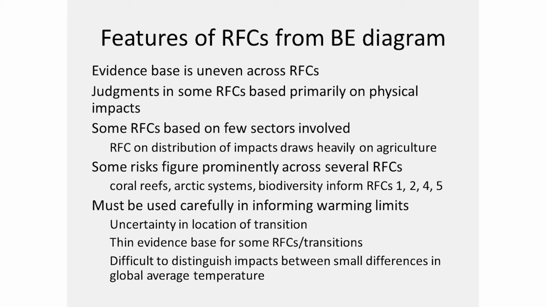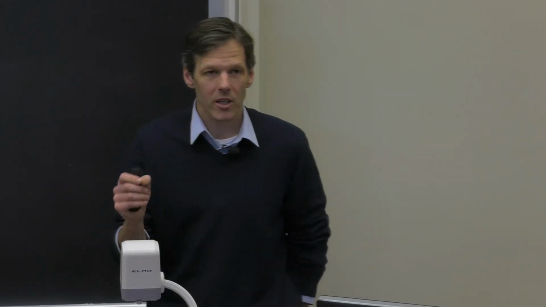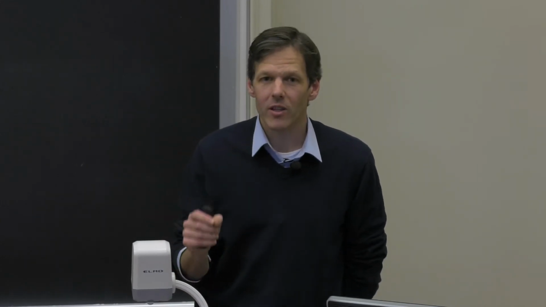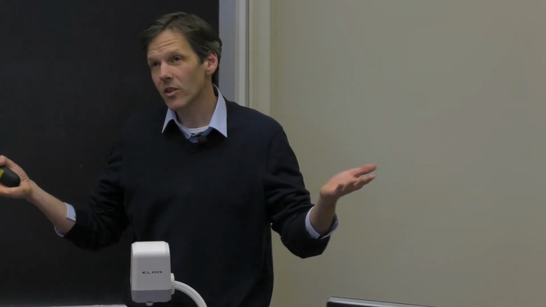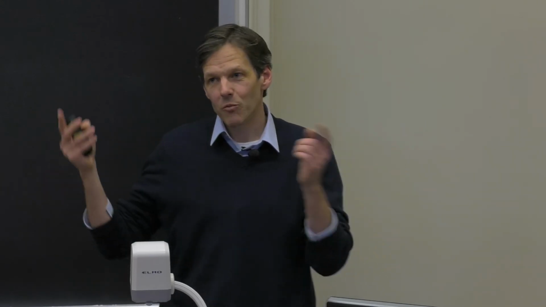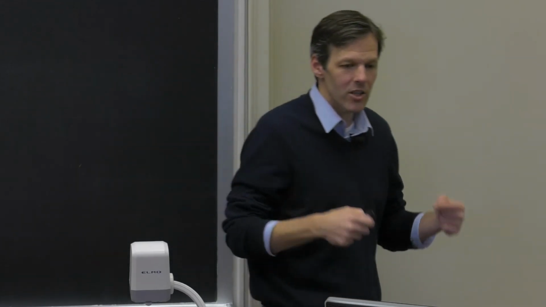So one is that the evidence base is really uneven, right? You don't really get that from just looking at the Burning Embers at all. The amount of evidence varies across these different categories. Even though the aim is to categorize risks to people and ecosystems, we still have in there a lot of judgments that are based on impacts to the physical climate system. And a lot of the literature that can be tied to global average warming is on physical climate consequences, and we're still catching up on impacts to people and ecosystems.